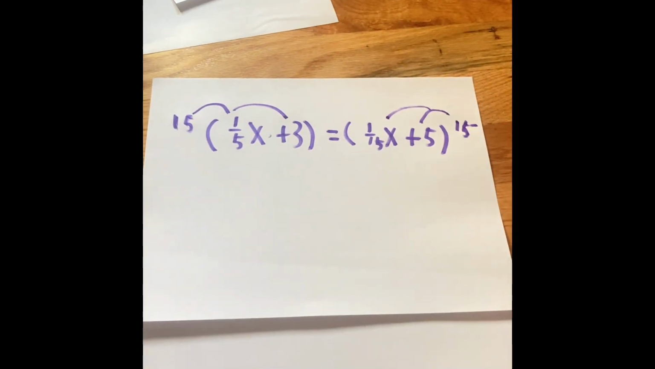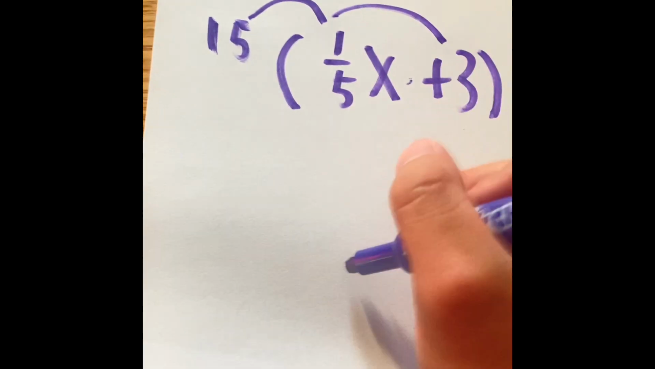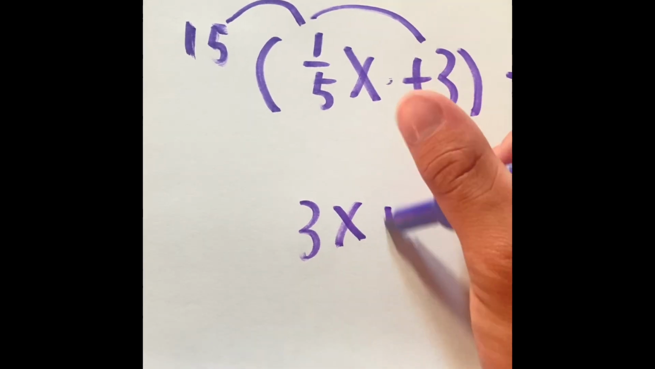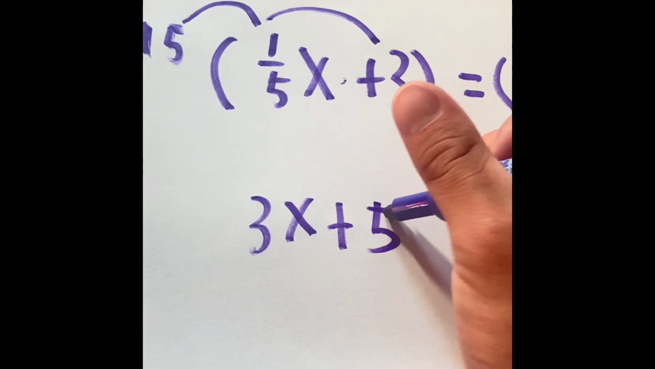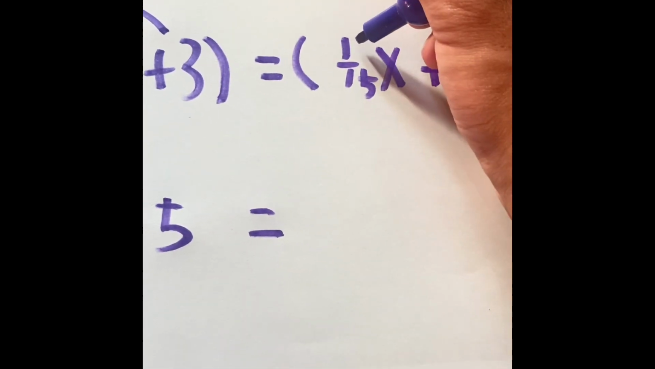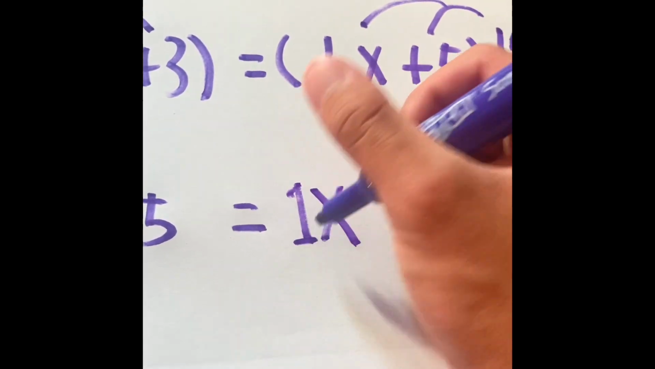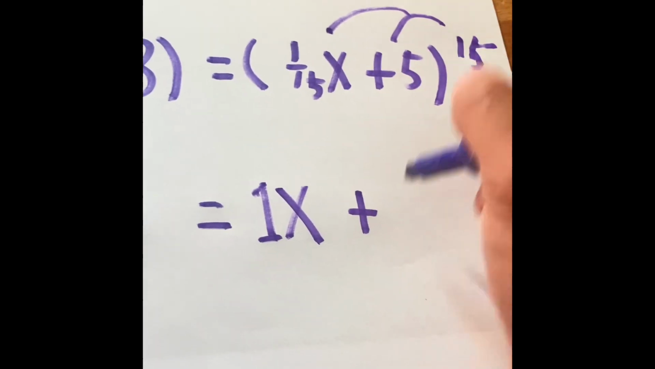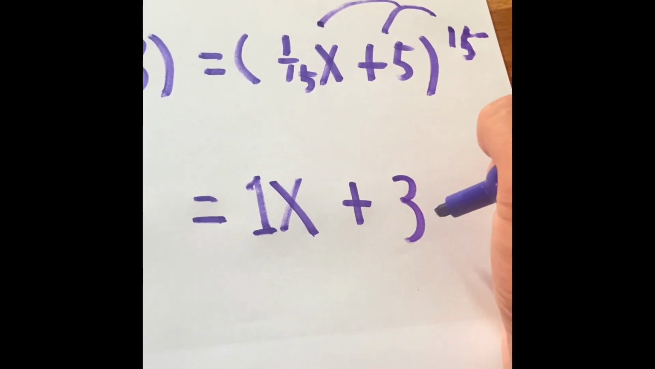Okay, so let's start busting the fractions. 15 divided by 5 is 3 times 1. That's going to be 3x. Plus 15 divided by 3 is going to be 5. It's going to equal 15 divided by 15 is 1 times 1. We have just x, or 1x. And finally, 15 divided by 5 is going to be 3.